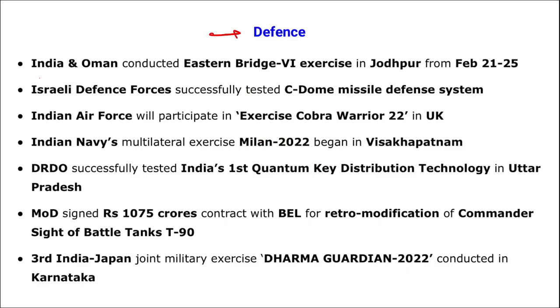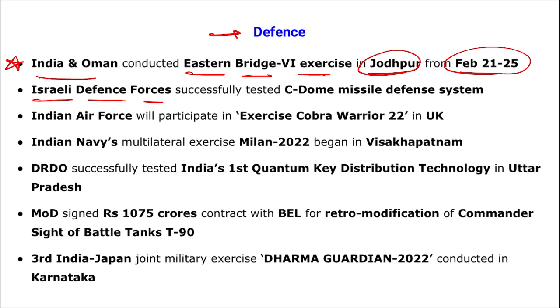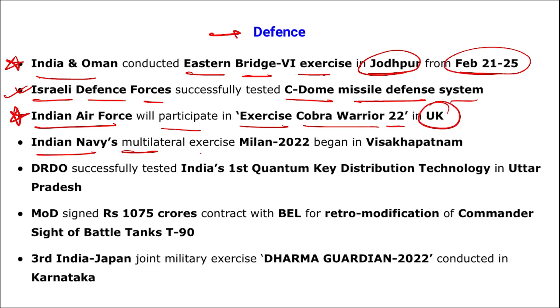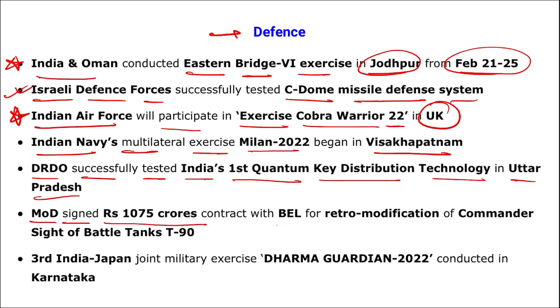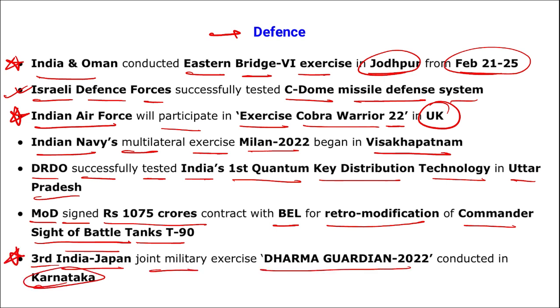Next, if we talk about defense, India and Oman conducted Eastern Bridge 6 exercise in Jodhpur from 21st to 25th of Feb. Important, mark this. Israeli Defense Forces successfully tested the Sea Dome missile defense system. Indian Air Force will participate in the exercise Cobra Warrior 2022 in the United Kingdom, mark this. Indian Navy's multilateral exercise Milan 2022 began in Visakhapatnam. DRDO successfully tested India's first quantum key distribution technology in UP. MOD signed a ₹1075 crore contract with BEL for retrofit modification of commander site of battle tanks T-90. Third India-Japan joint military exercise, Dharma Guardian, conducted in Karnataka. Highly important, mark this. Third edition of Dharma Guardian was conducted between India and Japan in Karnataka.